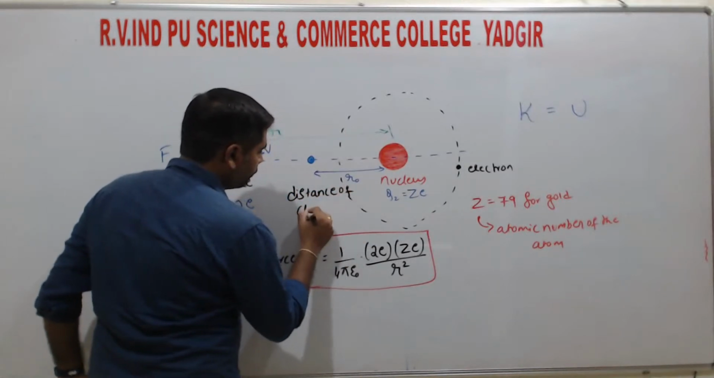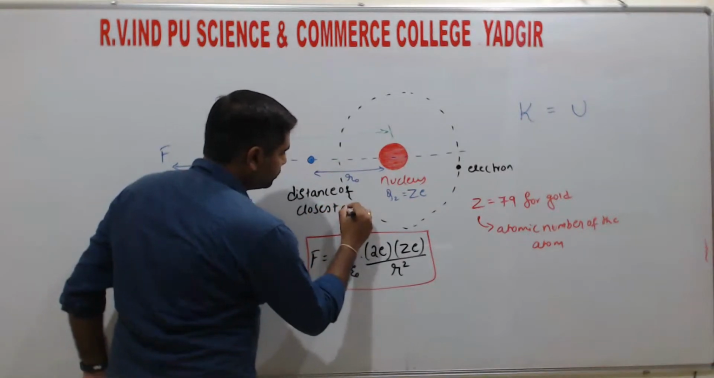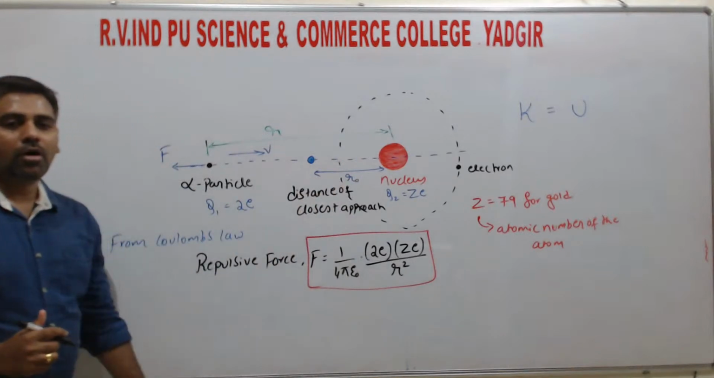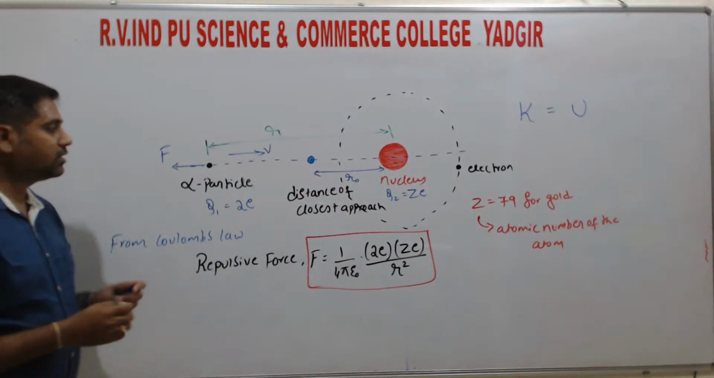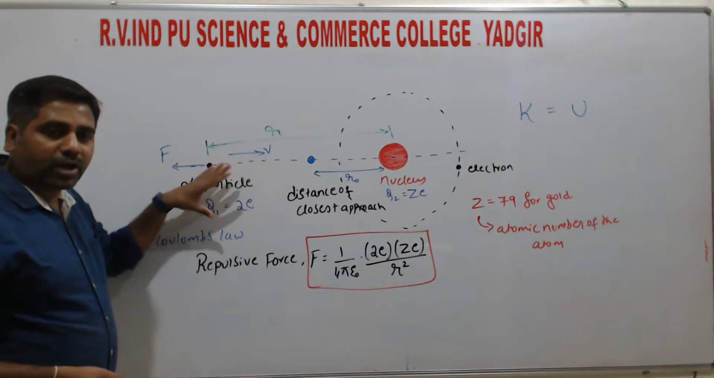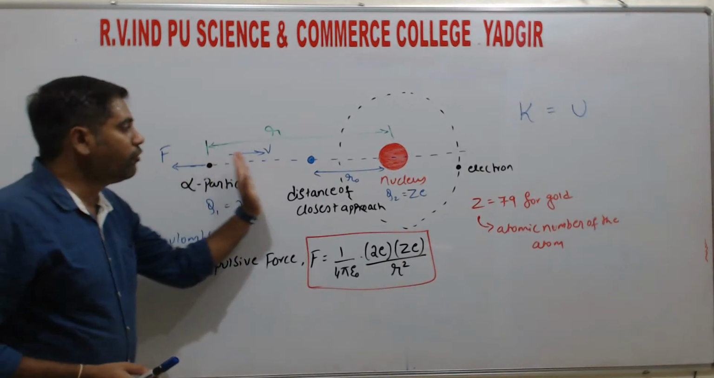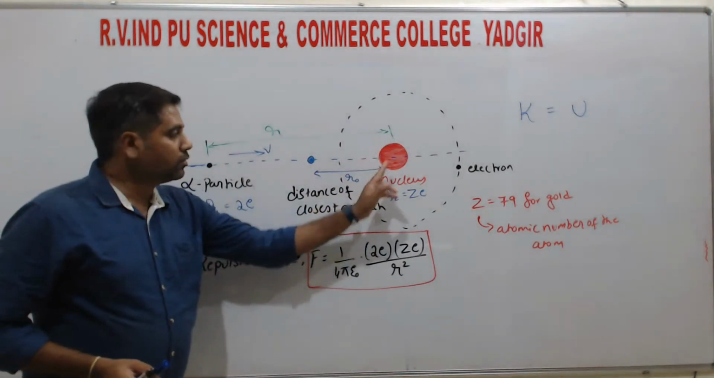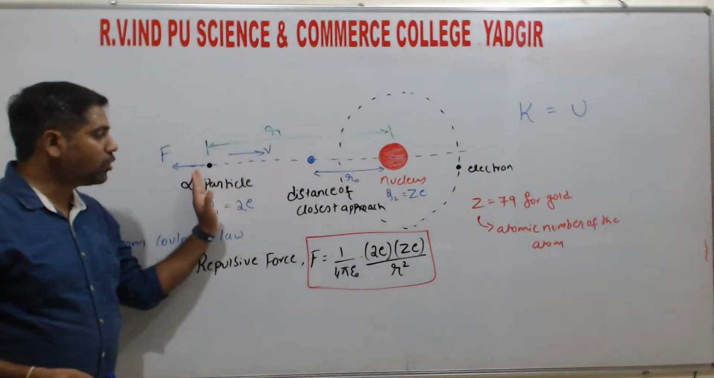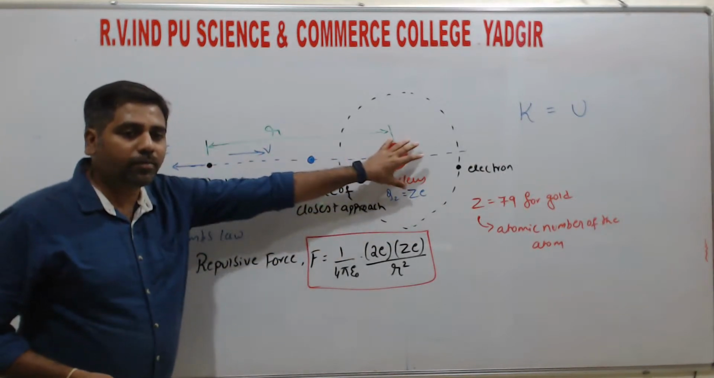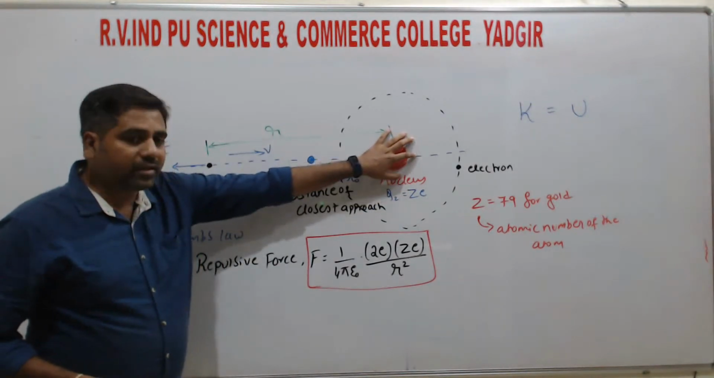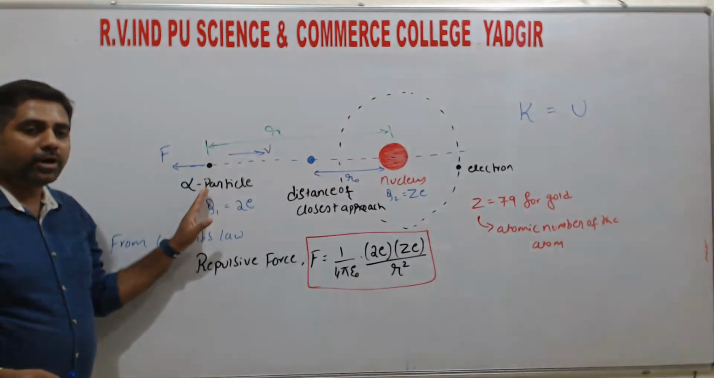Distance of closest approach. So that is R naught, right? So understand this one. The alpha particle, which is coming out from the radioactive source, is moving towards the atom. This is the gold atom considered, and this one is the nucleus. As it approaches the nucleus, a strong repulsive force is produced by the nucleus because it is heavier than the alpha particle.